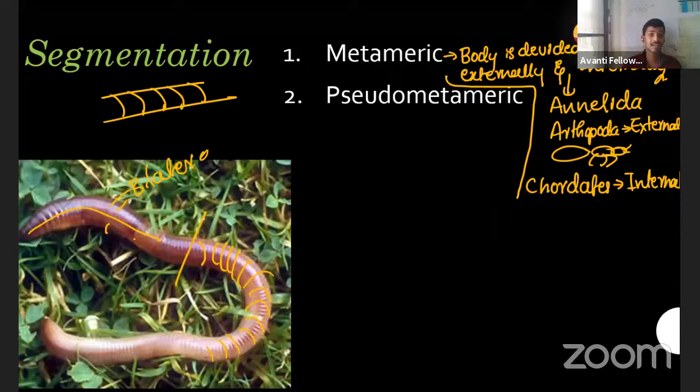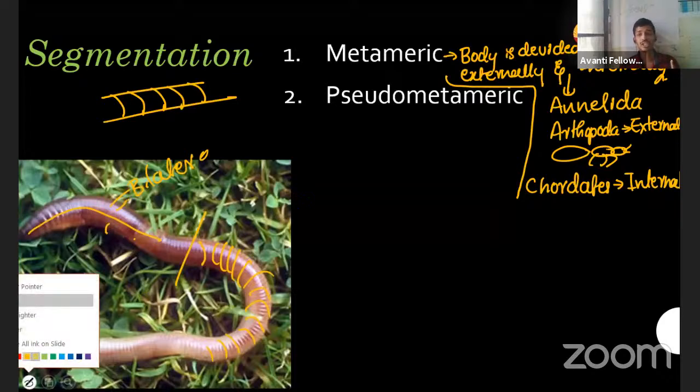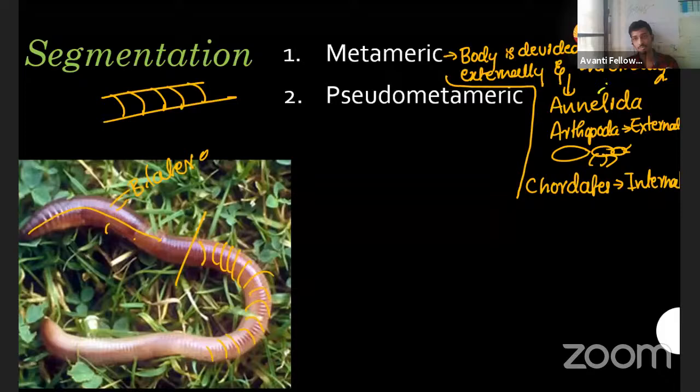The trachea segmentation will be different, but a little bit, no issue in that. You can take the example of the ribs. That's also a segmentation example. Remember, chordates have segmentation, but it's internal. Arthropods have segmentation, but it's external. But annelids have the true segmentation.